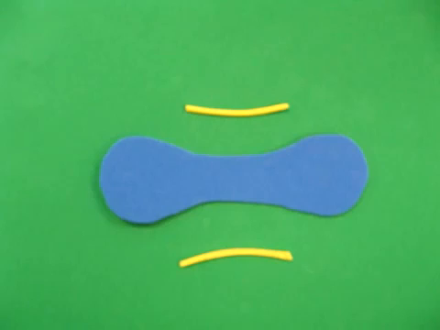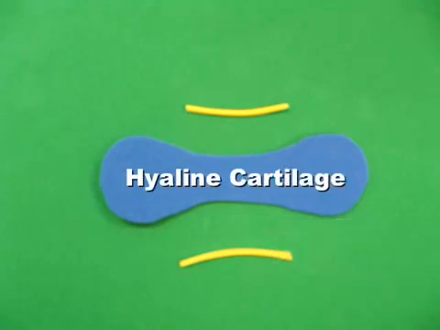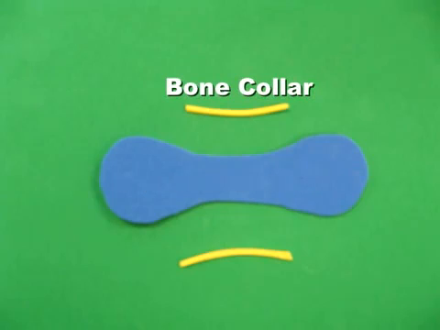Endochondral ossification produces bone from pre-existing hyaline cartilage. The bone collar is produced when the perichondrium, the outer edge of the developing bone, begins producing osteoblasts. The collar provides structural reinforcement.